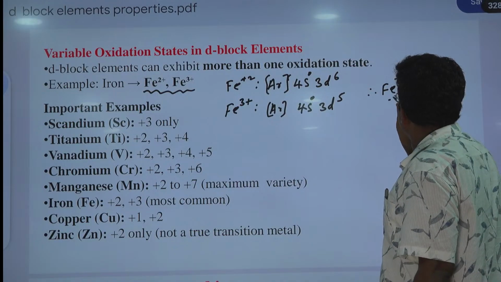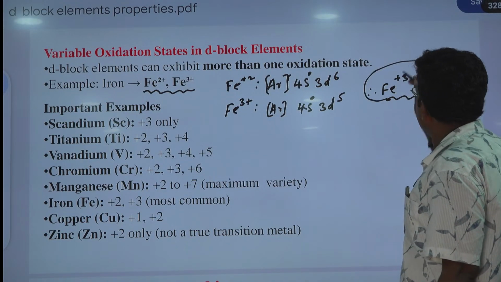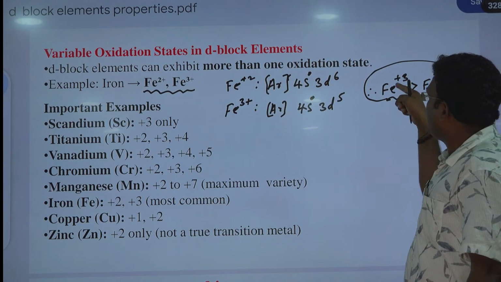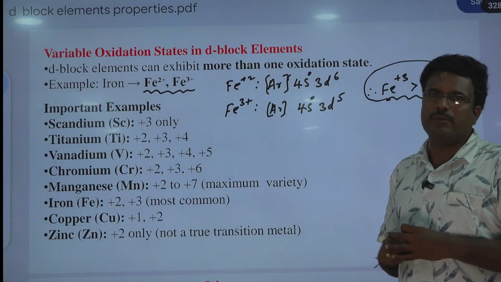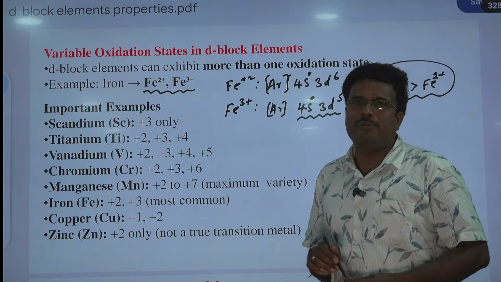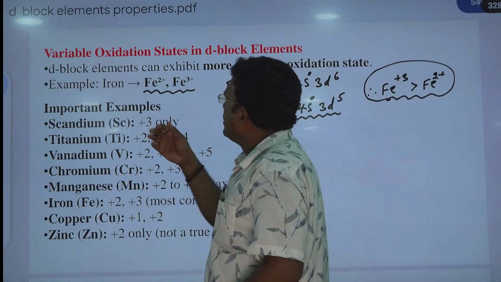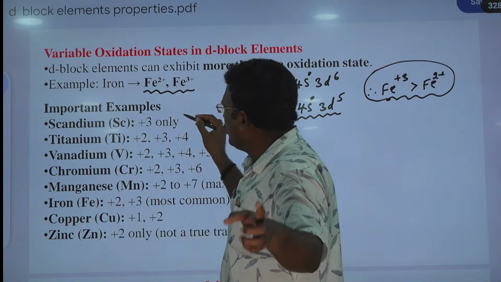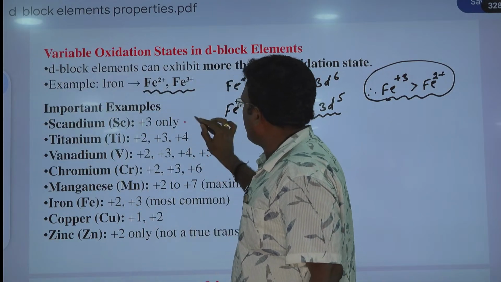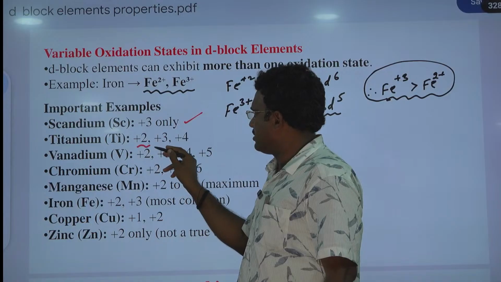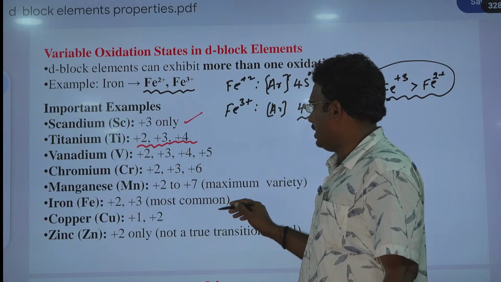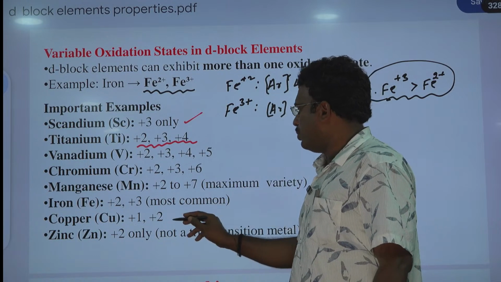This is a very, very important question for NEET or IIT JEE: why is Fe3+ more stable than Fe2+? Because half-filled orbitals are more stable than unfilled orbitals. That is the suitable answer. Some important examples: cadmium shows only +2 oxidation state. Then titanium, vanadium, chromium, manganese and iron show different oxidation states, as in the previous series. Copper shows 2 types of oxidation states.